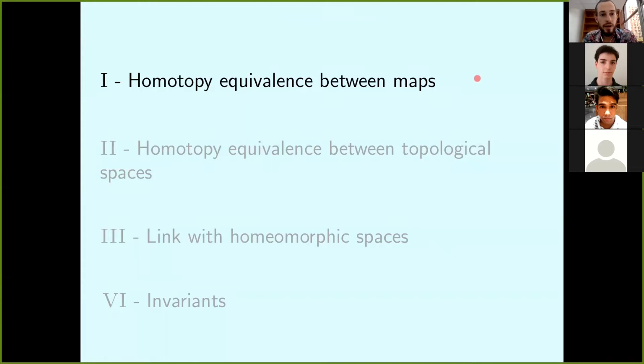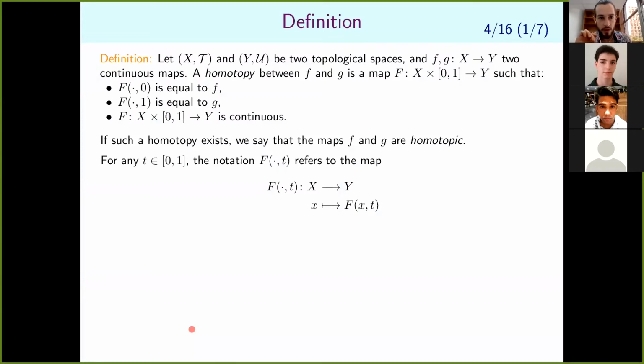So let's go. I will define first the homotopy equivalence between maps. Then we will be able to define homotopy equivalence between topological spaces. And I'd like at the end to talk a bit about invariance, as we did yesterday. So let's start with the notion of homotopy equivalence between maps.